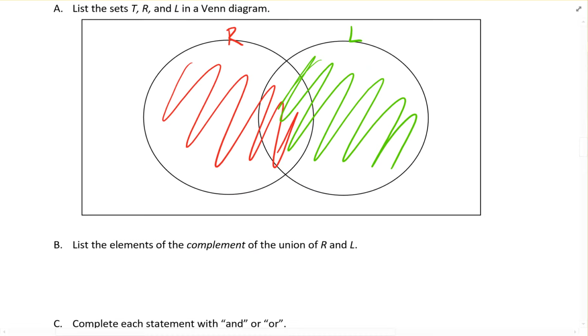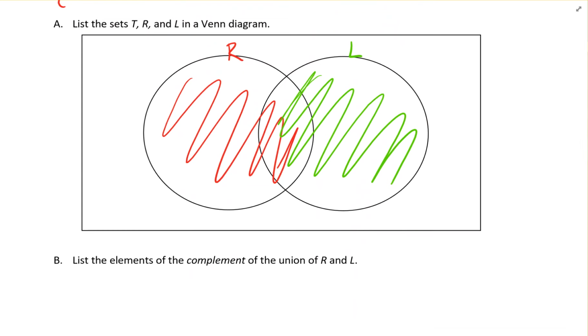Okay, so the way this is going to look is, if you look at R here, the number of elements in R plus the number of elements in L is going to give you more than the two of them together. And how much more? Well, it's going to be the middle section more. Because if you take this red circle and add this green circle, you've added the middle section twice. It's like you've counted it twice, right? So what you have to do is subtract that middle section from it.